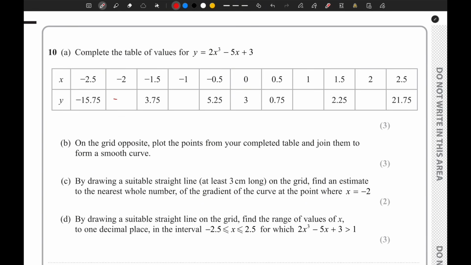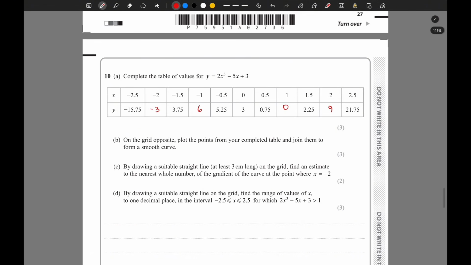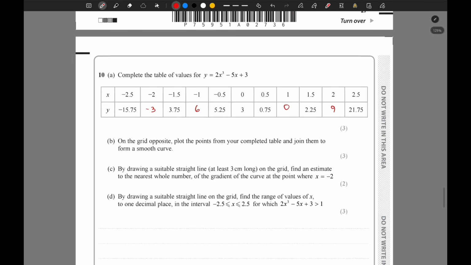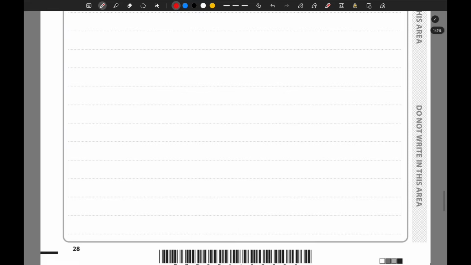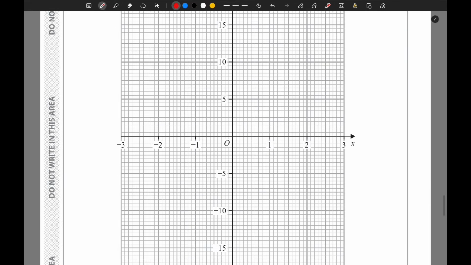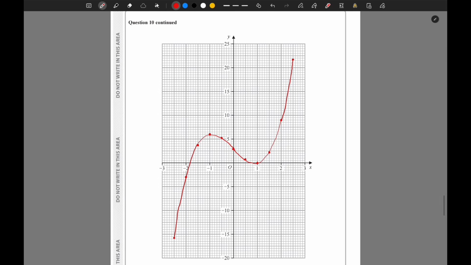So this will be minus 3, and this is 6, and this is 0, and this is 9. Right, now on the grid opposite, plot the points from your completed table and join them to form a smooth curve. So we need to draw the curve in this grid. So the graph should look something like this. It's a cubic graph, of course.